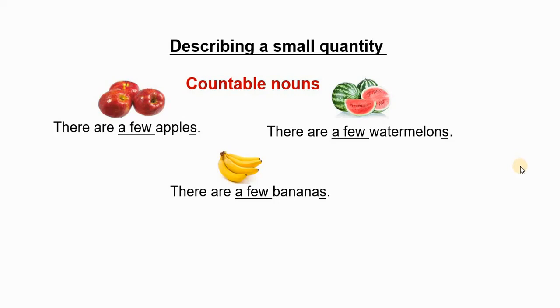And finally, it is the same with bananas. We put the noun in the plural form. We add an S, and the verb, we put it in the plural form. There are. So this gives us our first rule.